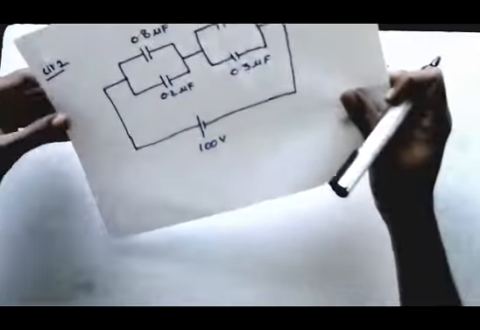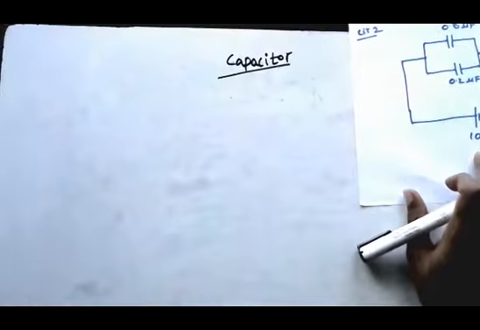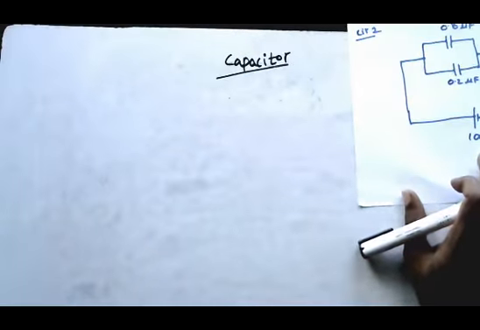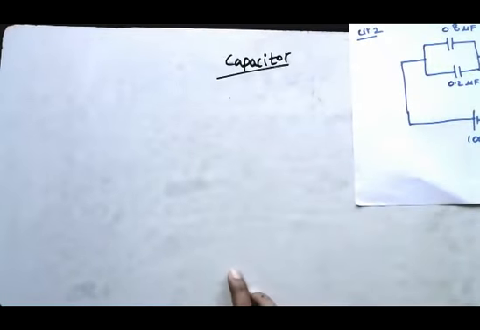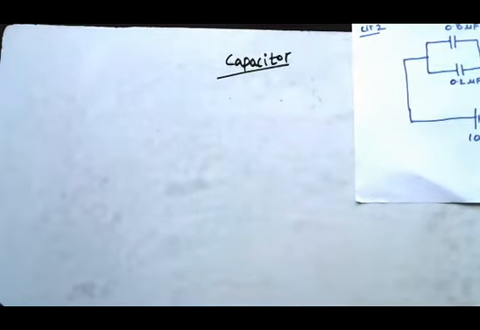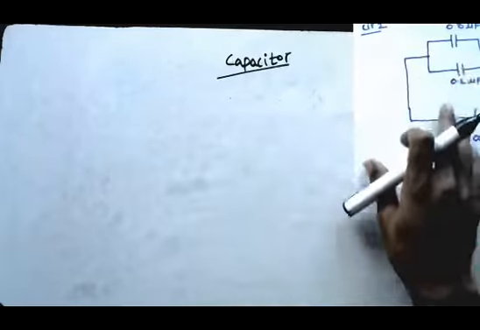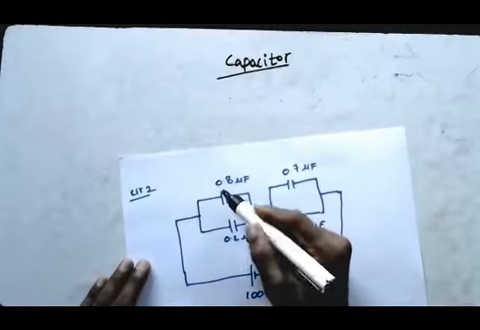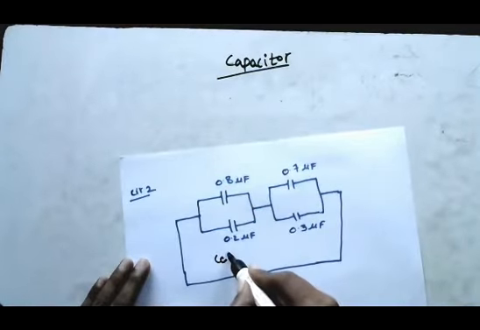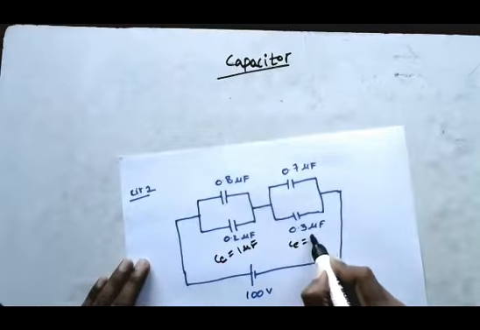Whatever circuit we got, we have to simplify it and find the voltage across each branch, and then we can find the charge by using Q is equal to C into V. We know the capacitance of each capacitor, so we have to find only the voltage across each branch. These two capacitors are connected in parallel, so C equivalent is equal to 1 microfarad, and here also C equivalent is equal to 1 microfarad.